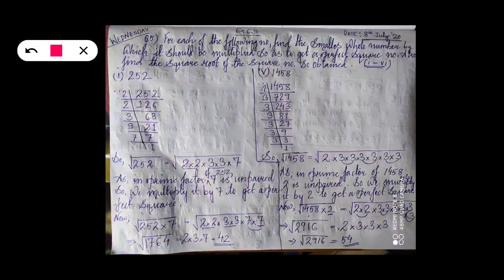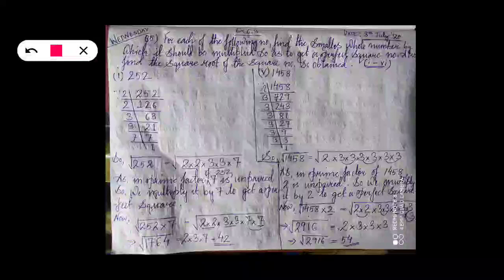So let's start. It's question number 5. Let's read the question first. Please look at your screen properly. For each of the following numbers, find the smallest whole number by which it should be multiplied so as to get a perfect square. Understand this till here first.